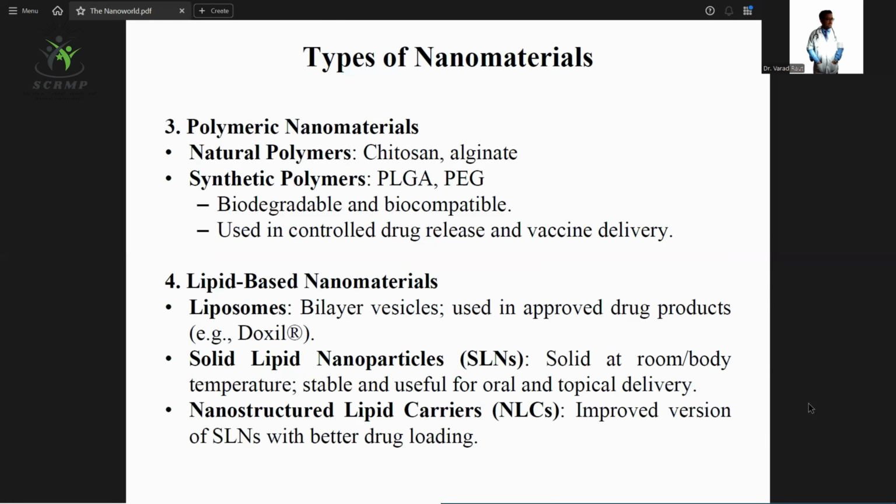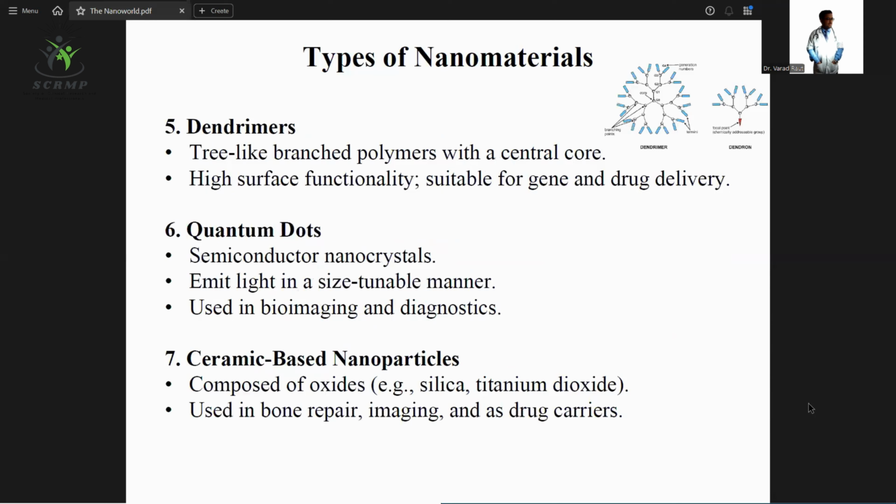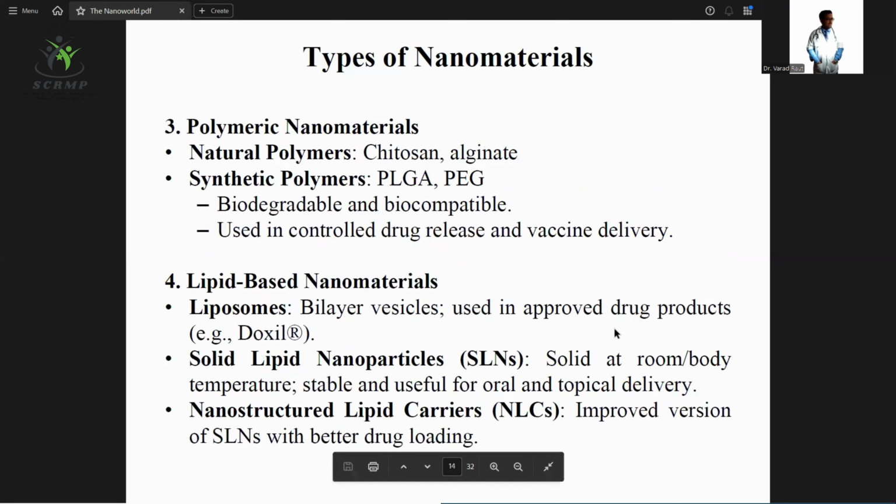So another thing is like polymeric nanomaterials. Okay, next slide. Am I audible? Hello. Yes, sir, you are audible. Yeah. So next slide, please. Previous. I think you jumped 2 slides.